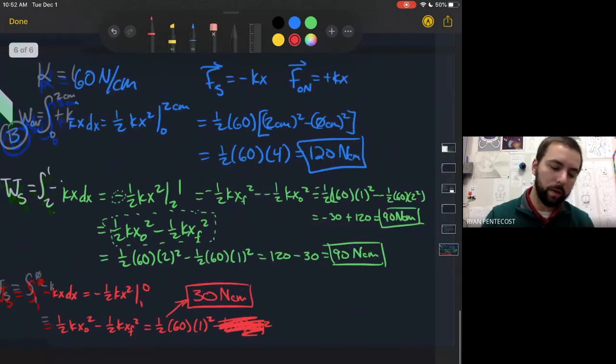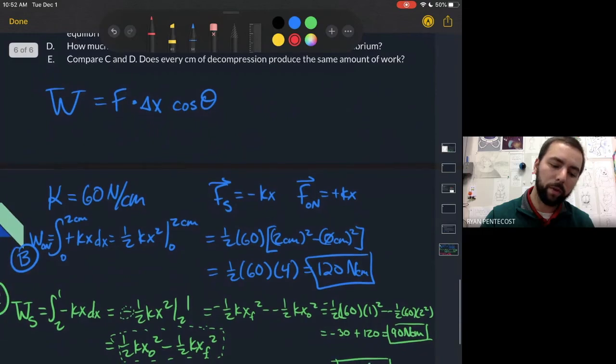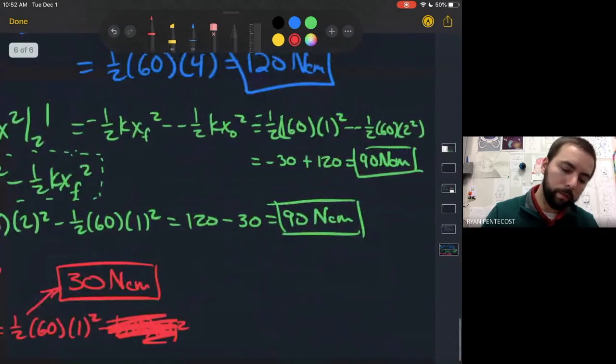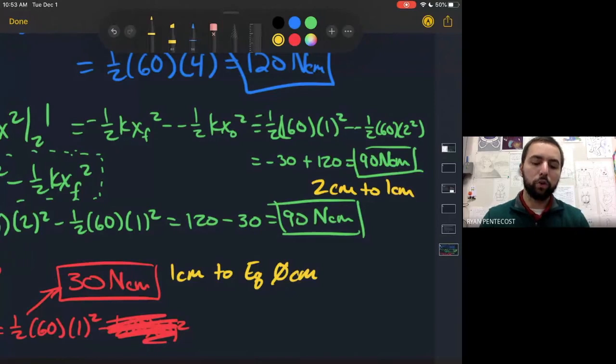Now let's look at this, because letter E compares C and D. Does every centimeter of decompression produce the same amount of work? So we decompressed from 2 centimeters to 1 centimeter. Here we decompressed from 1 centimeter to equilibrium, which is 0 centimeters. Okay, it took triple the work to go from 2 to 1 than it took to go from 1 to 0.